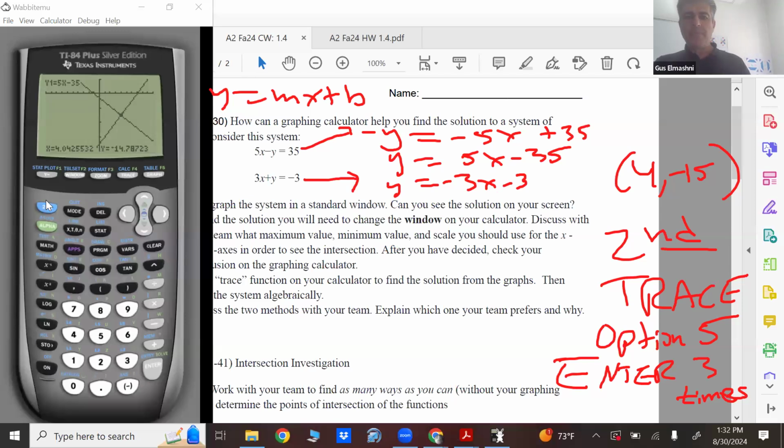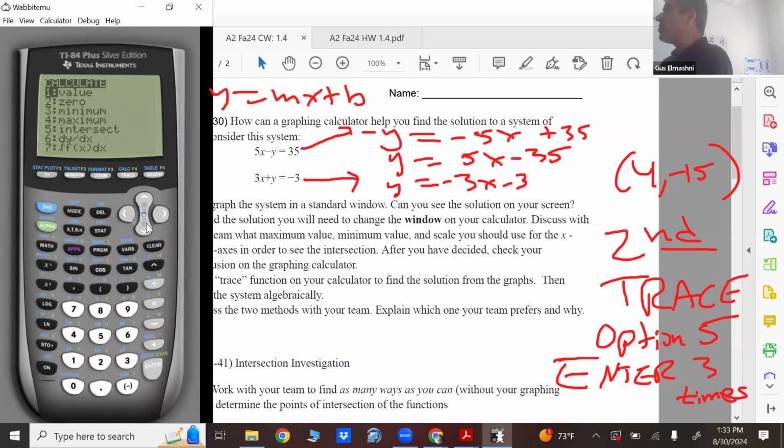All right, so here's what you do. Hit second trace. Second trace is called the calculate menu. It has a lot of cool features that you can do with graphs. You could find the y value for any x value you plug in. The zeros mean the x-intercepts. The mins or maxes are the high and low points.